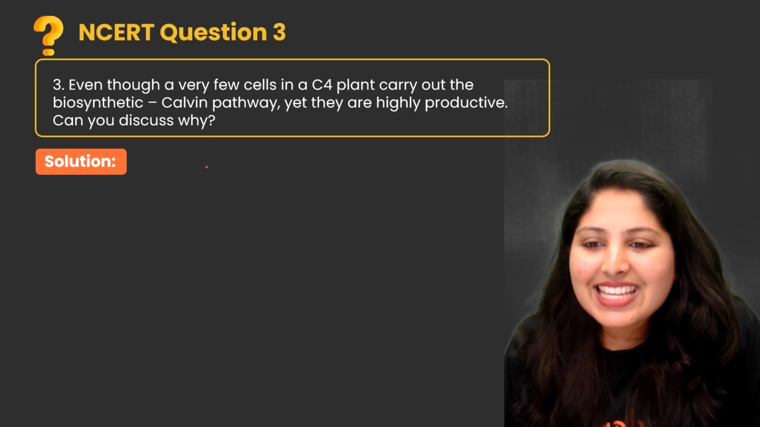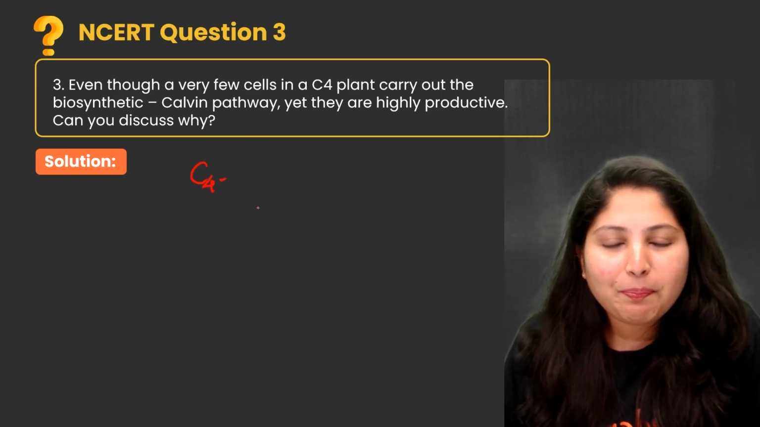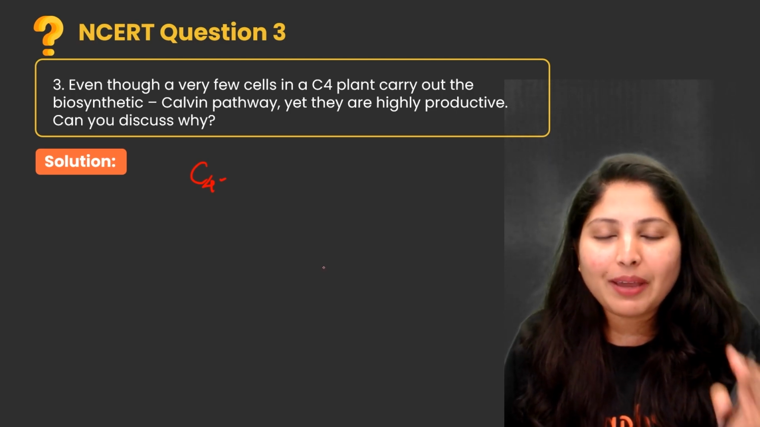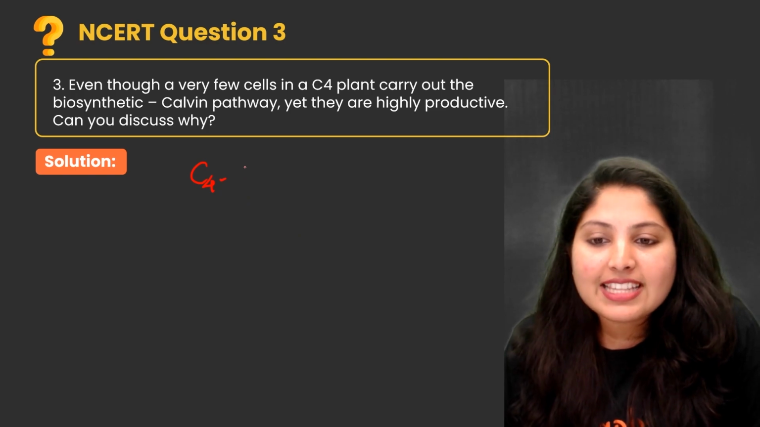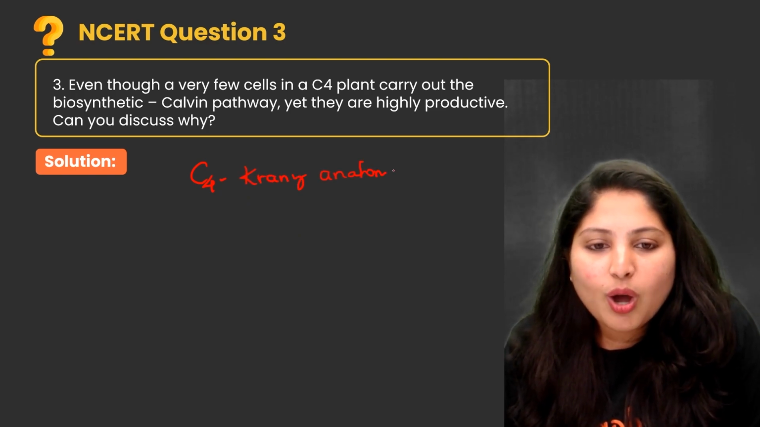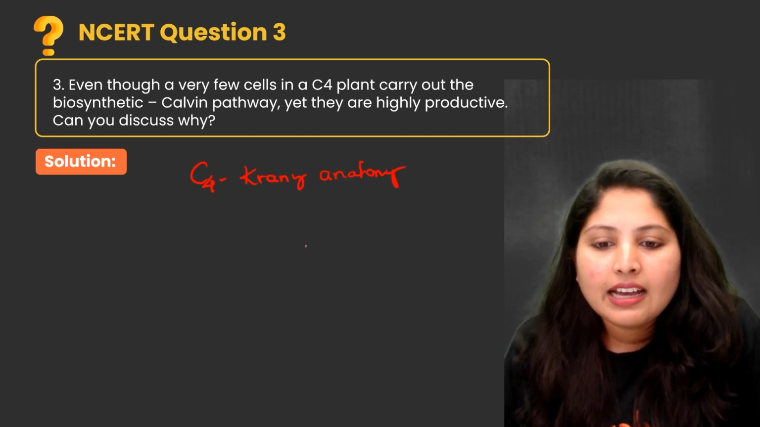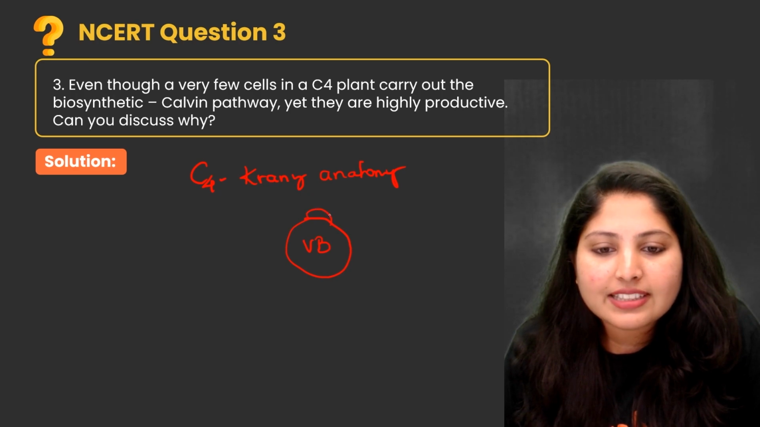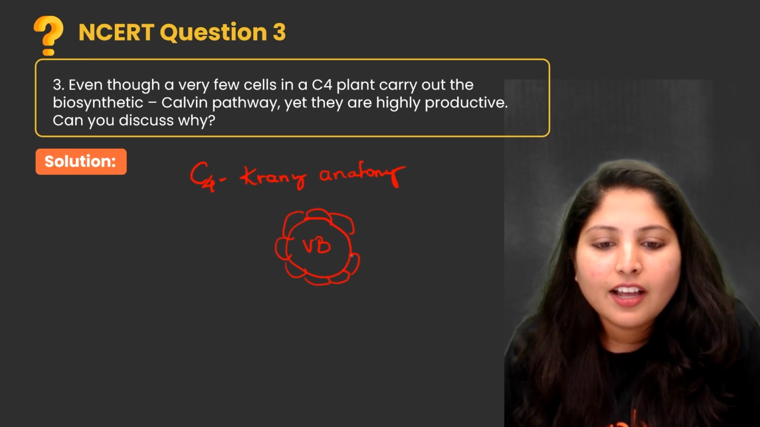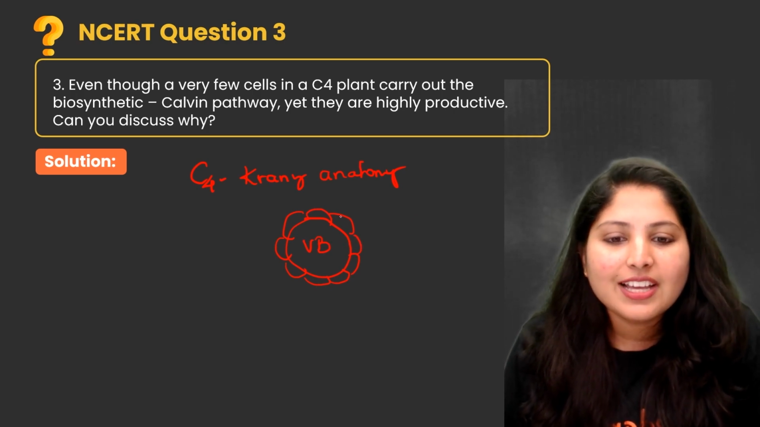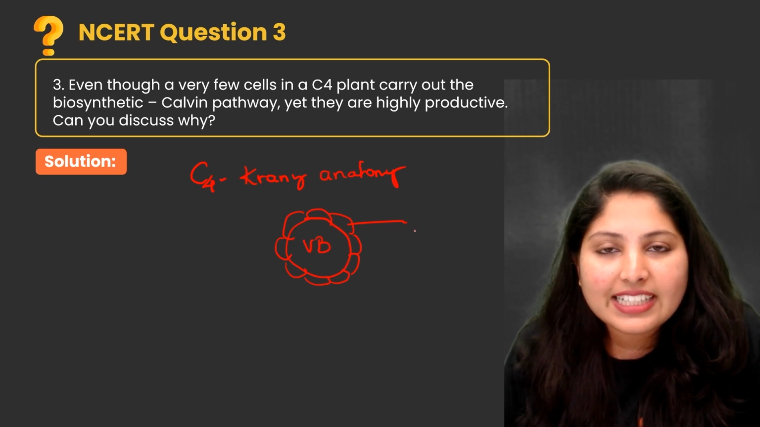In C4 plants there are mainly two characteristic features. What are they? One is Kranz anatomy. Kranz anatomy means that surrounding the vascular bundle there are bundle sheath cells. These bundle sheath cells have chloroplasts which do not contain grana.